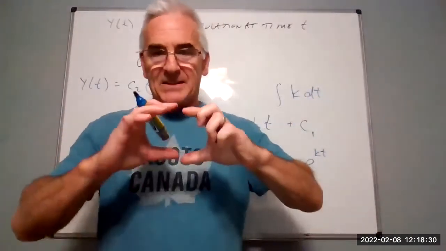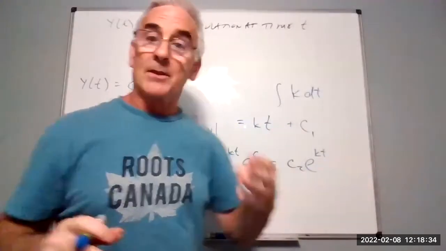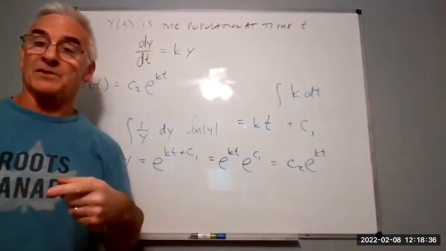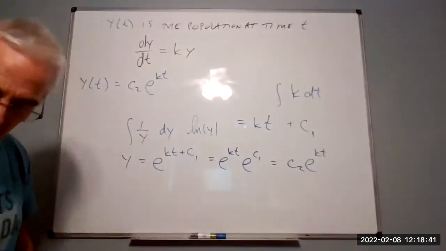I have bacteria in the petri dish. I have 10 million bacteria in there when I start. You have to have a starting amount. That's always the y of 0. So what if I do this? Erase this.